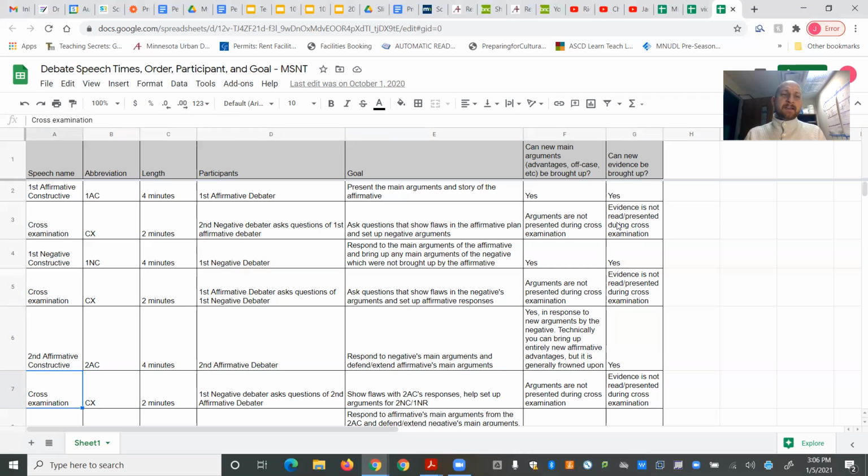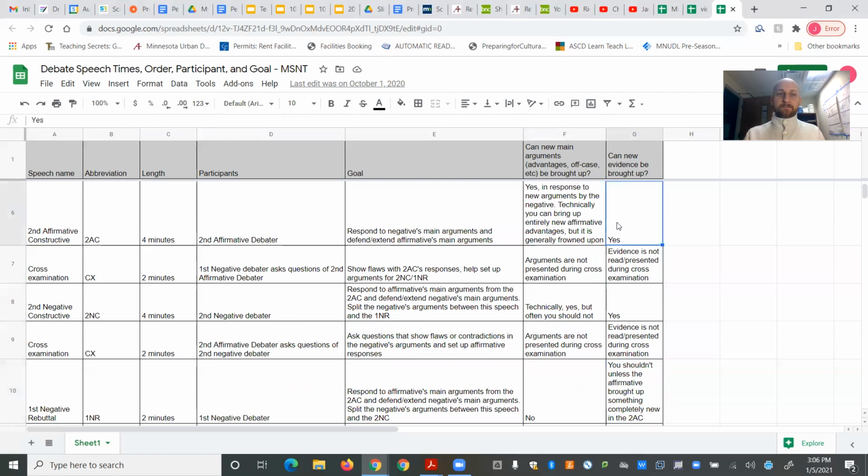Okay, after that is cross-examination, just like the other ones. The second affirmative debater is questioned by the first negative debater, and the goal is to show flaws with the affirmative's arguments. New arguments are not brought up, and evidence is not read, just like before.